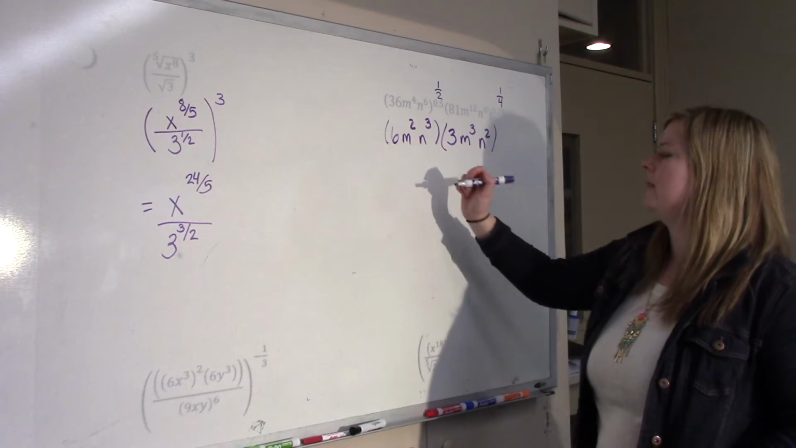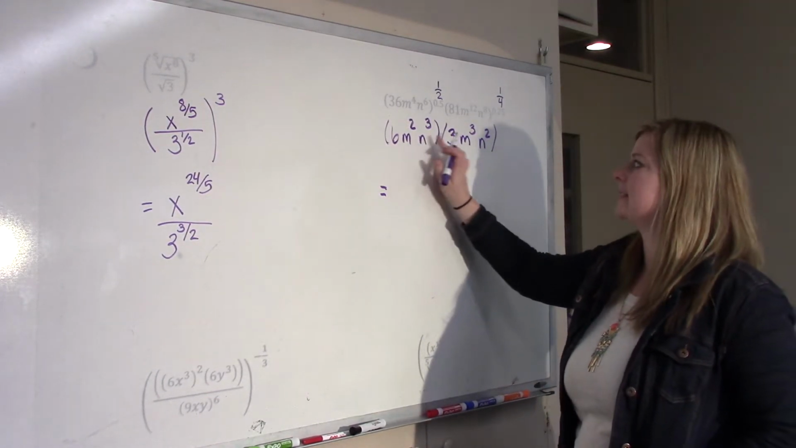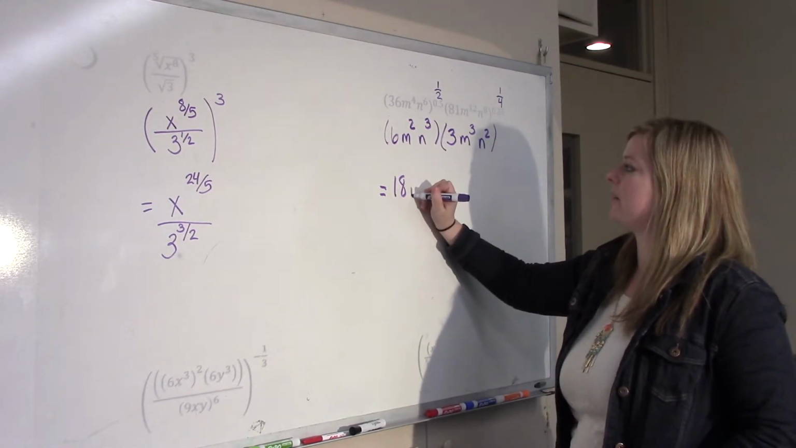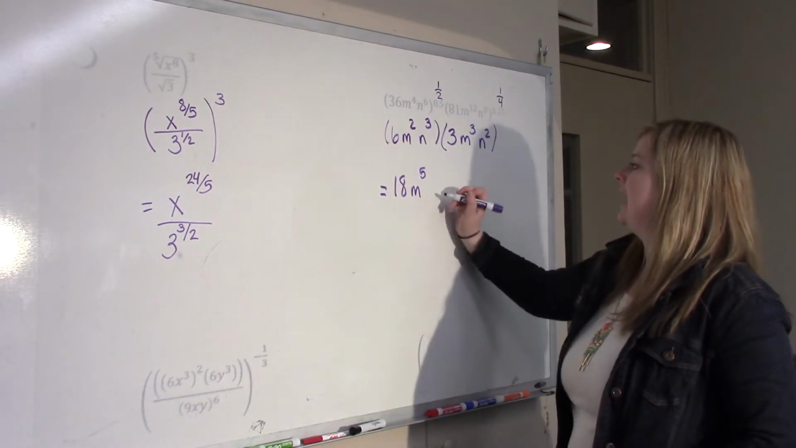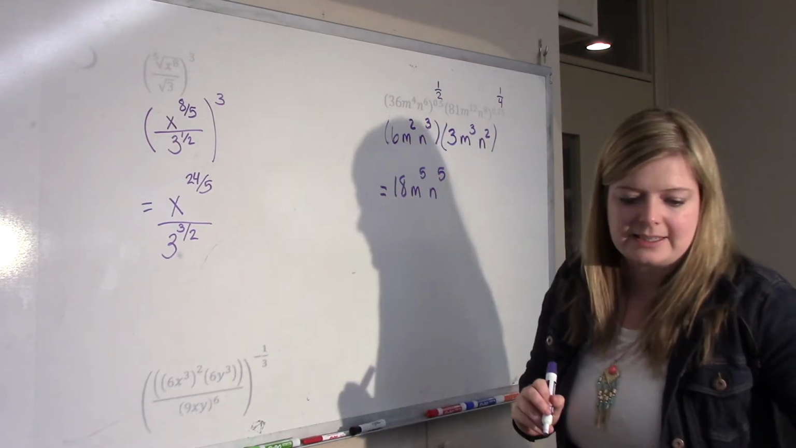Okay? So now we can use further exponent laws. So first we do the numbers. So 6 times 3 is just 18. m squared times m to the power 3 is m to the power 5. You're adding the exponents. And then n also to the power 5. And that's it. It's as simplified as it can be.